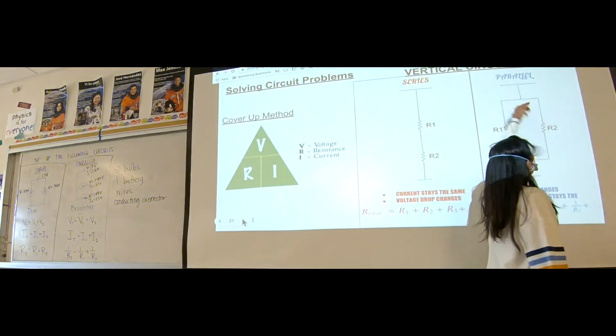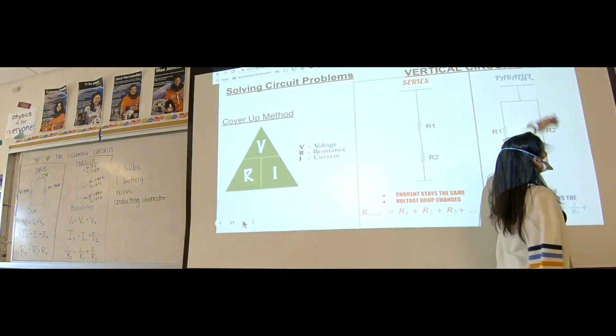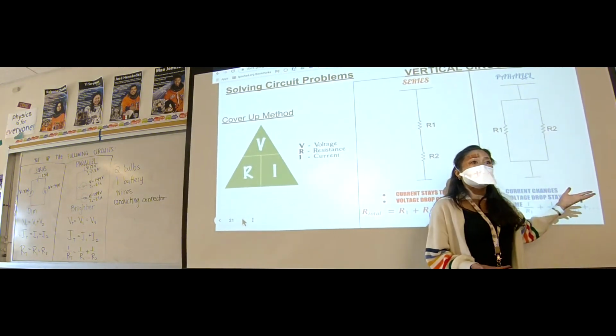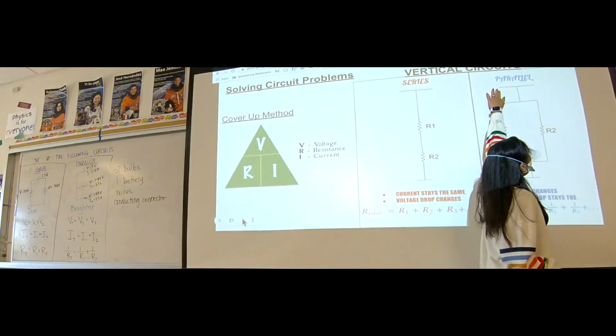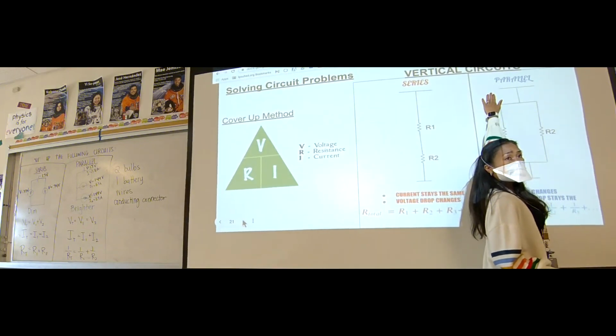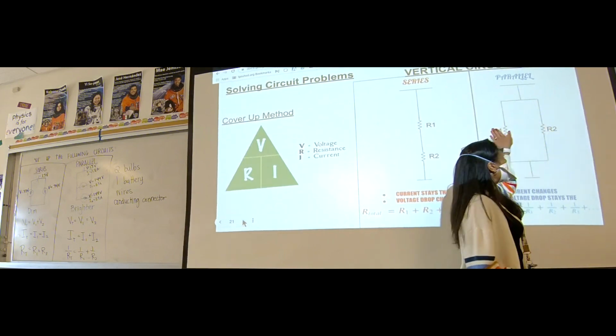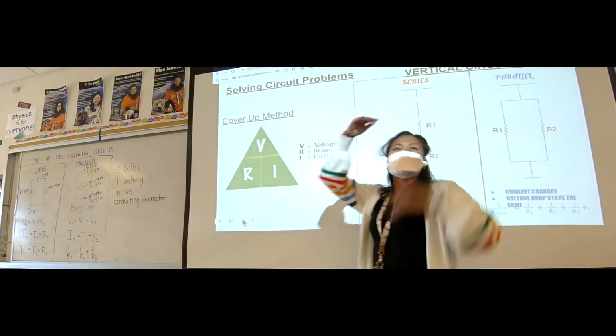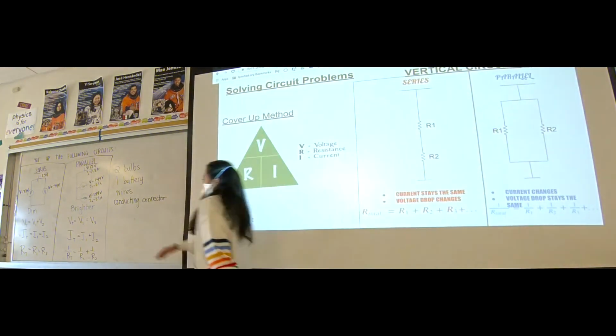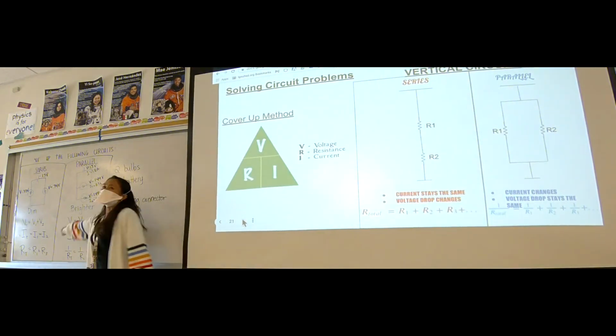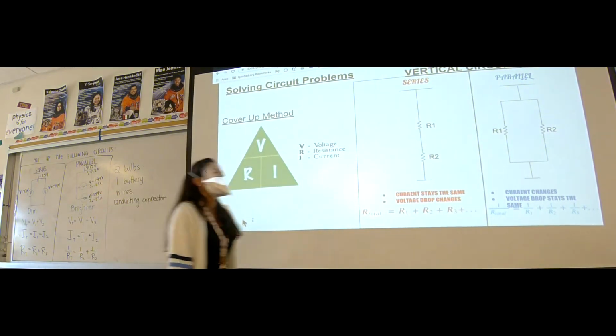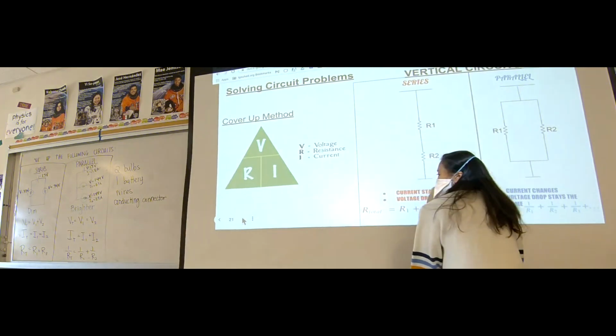Here, you have a voltage drop of R1 and R2, and those two are equal. In fact, they're the same as the total voltage that your battery started off as. So because they're parallel and vertical, you can see that the drop is the same. So V1 and V2 are equal to the total drop. The current, though, let me draw this out.